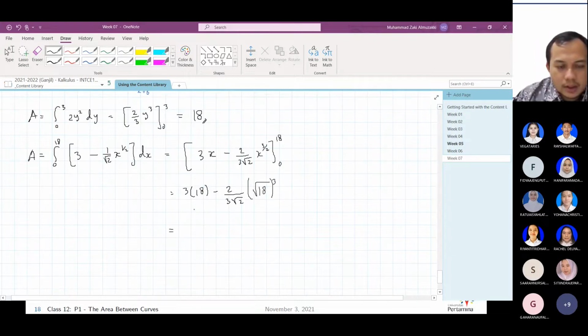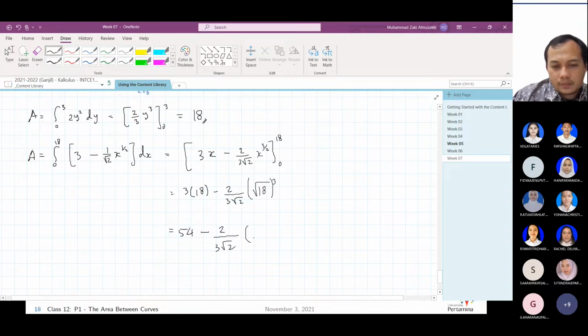Here we have that 3 times 18 is 36 plus 18 is 54. Hope that I'm correct, yeah. And then minus 2 times 3 square root of 2.